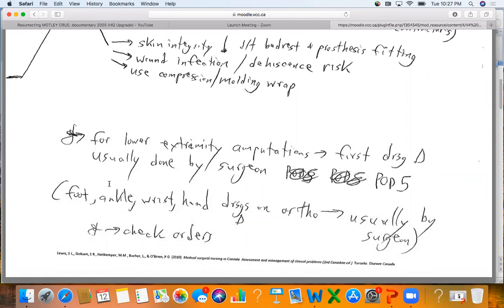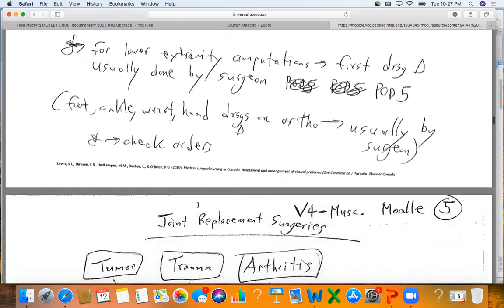Just some side notes here. Amputations, the surgeon usually wants to do the first dressing change around post-op day 5. That might change, but depending on where you're at. Foot, ankle, wrist, hand dressings. This is a totally separate point, non-amputated, but if someone's had surgery on the foot, ankle, wrist, or hand, typically the surgeon wants to do those dressing changes. Just that's a total side point, but just relates to ortho. Check your orders, of course.